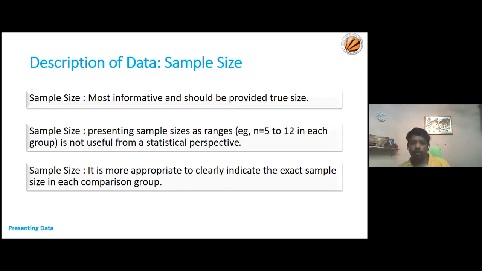Second, what is the problem? What we see is, for example, n equal to 5 to 12. Sample size can never be presented as a range. It does not have any statistical significance. So sample size should not be presented as a range. It should be avoided. You should mention the exact number of the sample size in each group in your presentation, your manuscript or your dissertations.